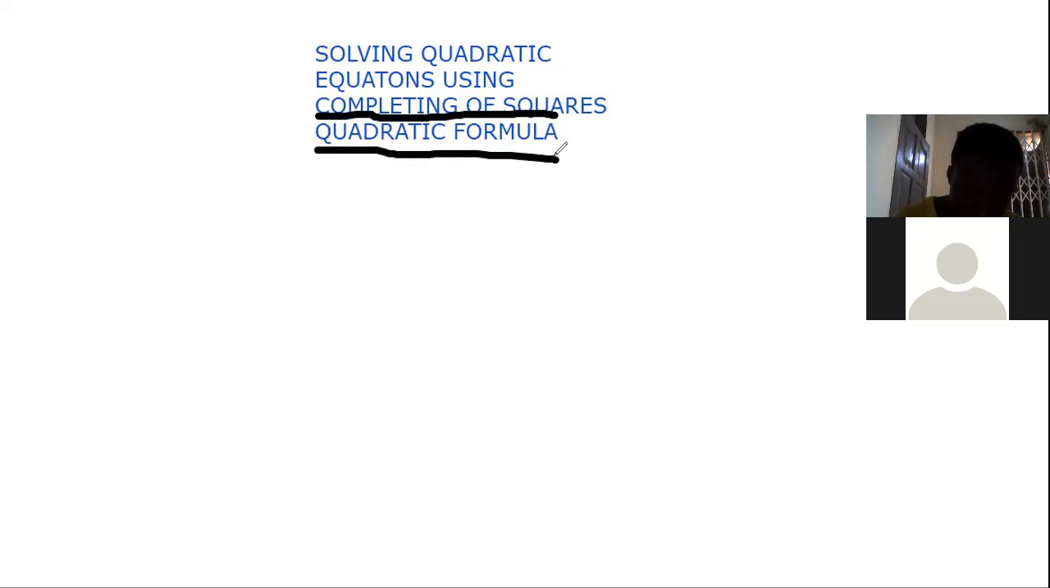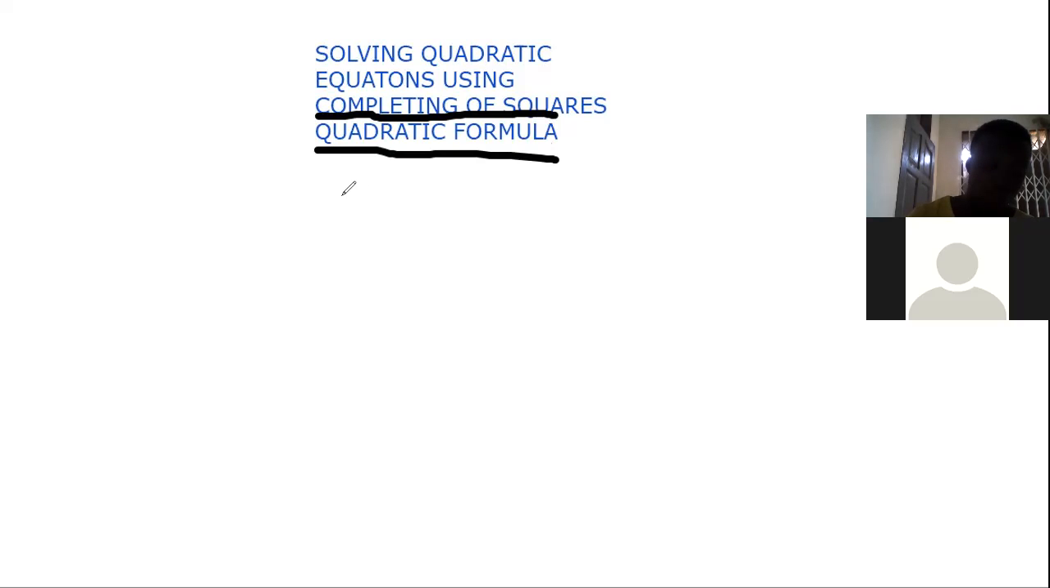Now, with the completing of squares, the first thing you are going to do is find the roots of the equation. The root of the equation is the x and the y in this case.